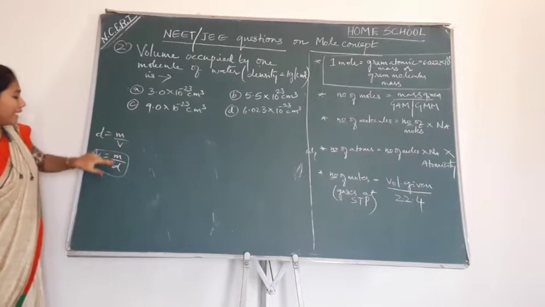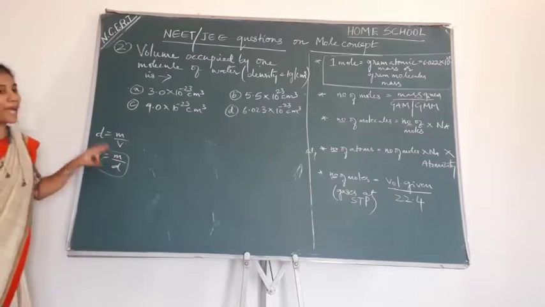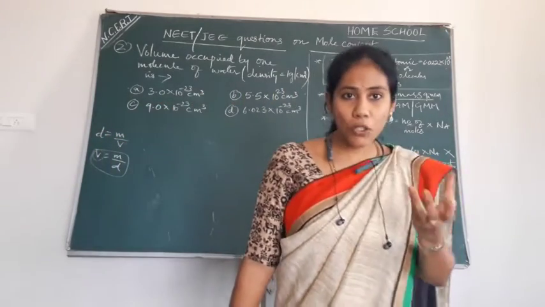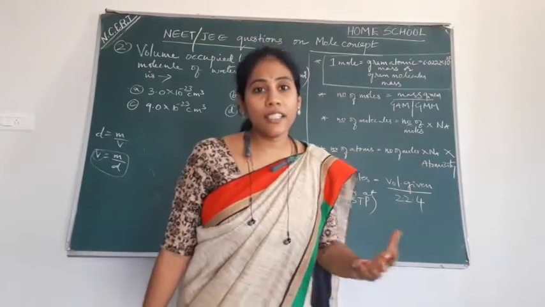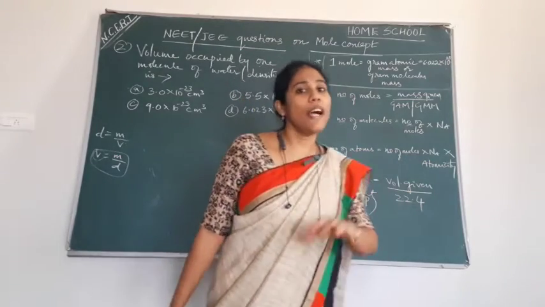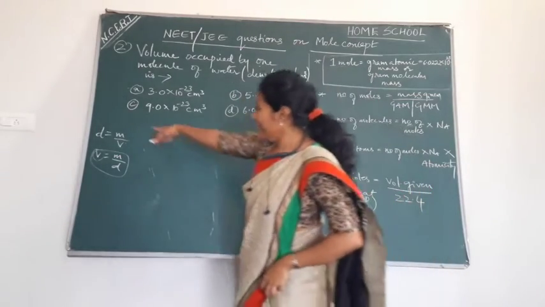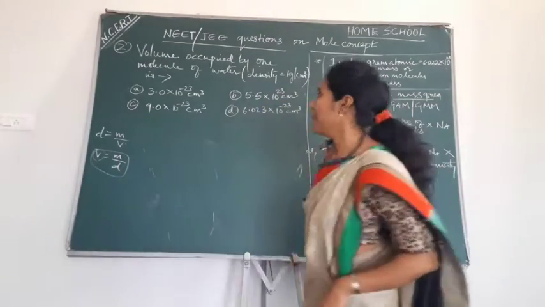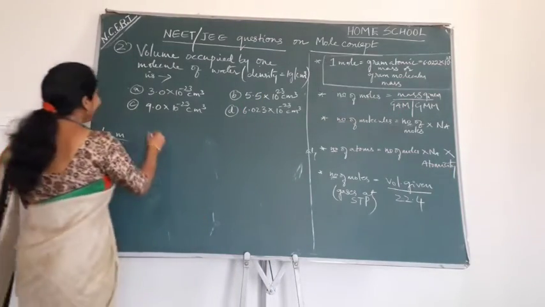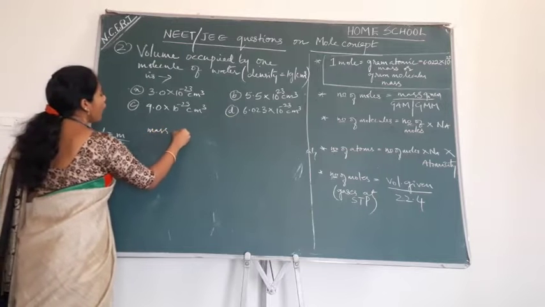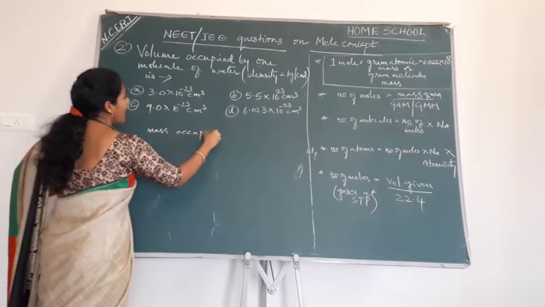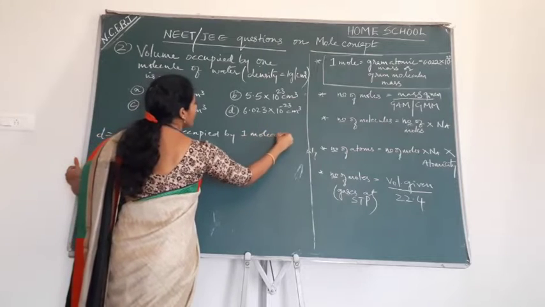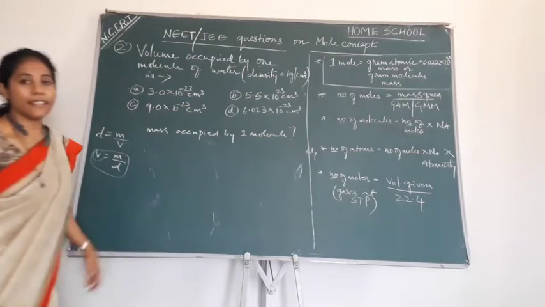But density is given in the question, while the mass of one molecule they did not give. That is what you have to calculate first. Then use this simple formula, and you will get the answer. Okay, fine. So how do you calculate the mass of one molecule? This is what you have to calculate, guys.